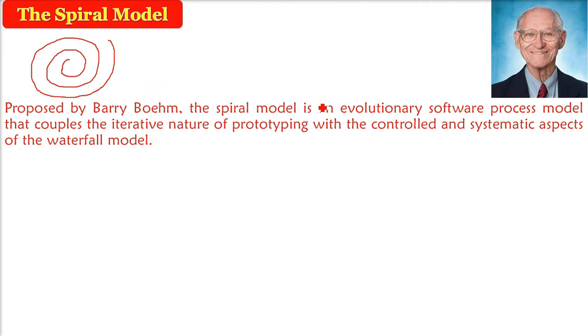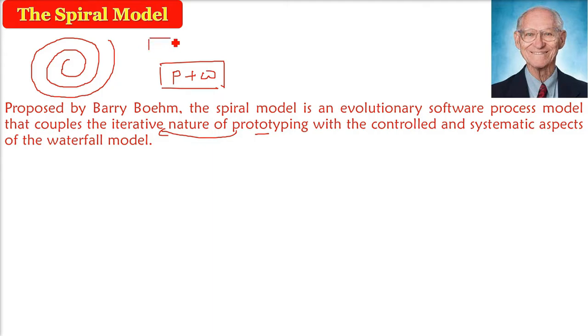I'll take all the observations. This spiral model is an evolutionary software process model. That is, it will evolve. You'll start with a small version, then you will increase. It includes the waterfall model, the systematic and controlled approach of a waterfall model, and the iterative nature of prototype. Somewhere you will hear that it is iterative plus waterfall model.